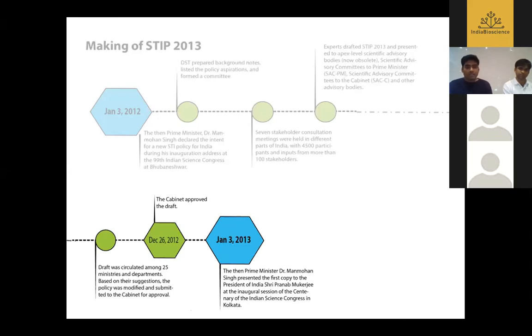The draft was then circulated to 25 ministries and departments. Based on their suggestions, the policy was modified, or suggestions were taken and incorporated, and it was submitted to Cabinet for approval. Then the Cabinet approves the draft. After the approval, in January, the policy document STIP 2013 was released by the then Prime Minister Manmohan Singh, and the first copy was given to the President. At that time, we had Pranab Mukherjee as our President, and both happened during the Indian Science Congress 2013. So this is just to show how the recent policy document formation process was.